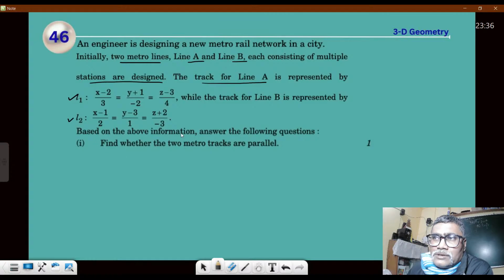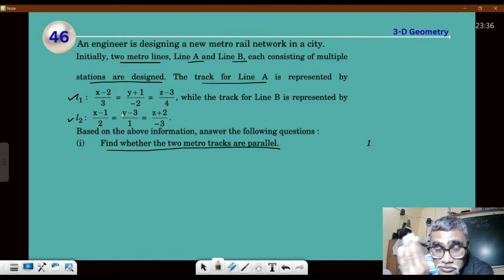Based on the above information, answer the following question. Find whether these two metro tracks are parallel. How do you check parallel lines? Ratios of the b vectors are to be the same, or you can say the b vectors are parallel. That means you have to just check whether these direction ratios are proportional or not.